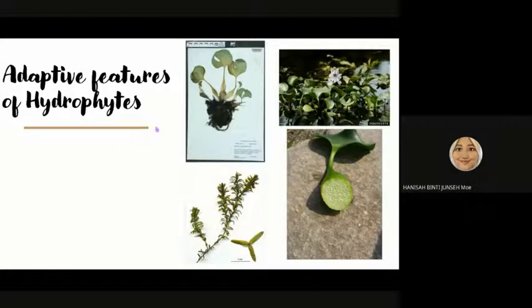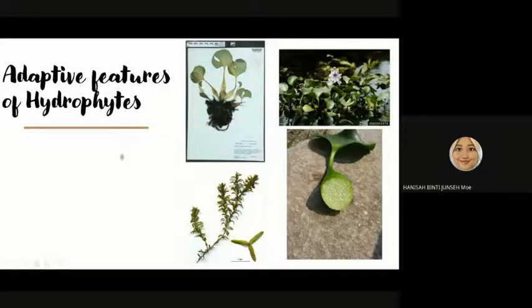Sambil-sambil tu kamu ingat dia punya contoh, gambar atau contoh lah. Lagi senang kalau kamu boleh nampak dalam real life, kamu boleh kaitkan. Oh, kenapa dia float? Because it has a parenchyma tissue and all that.